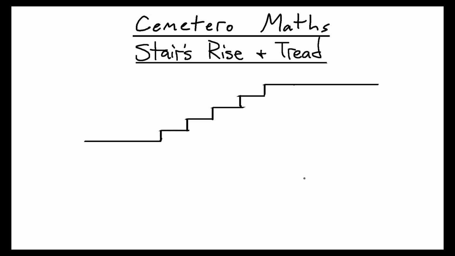Cementero maths: stairs, rise, and run. Let's start off by defining some variables. This part that goes up will be the rise, and this part that the foot steps on will be the tread. Also, from the bottom of the first step to the top of the last step we'll call the height.